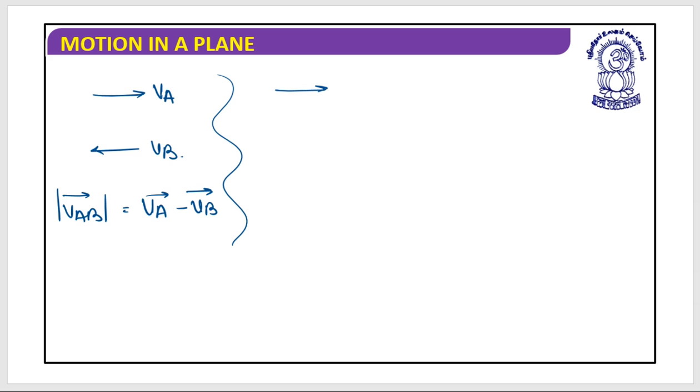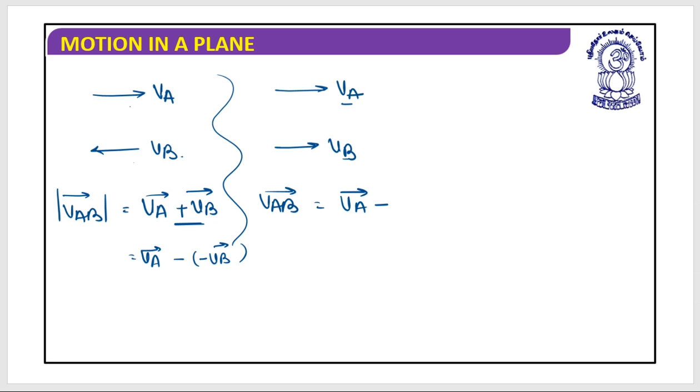And if two objects are moving in the opposite direction, they must be added, because it is VA minus VB, and this minus minus will make it plus VB. Suppose one object is moving in this direction, VA, and another object in this direction, VB. Then the relative velocity of A with respect to B, as both are moving in the same direction, will be VA minus VB.